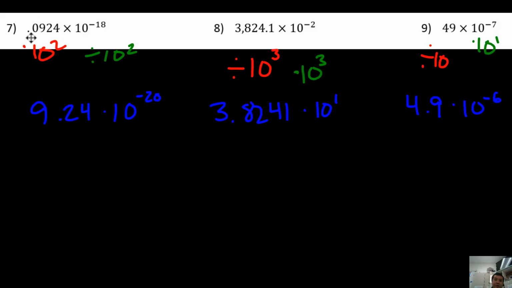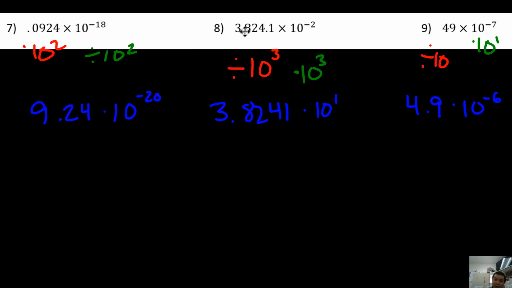So in the first one, our coefficient is too small, so we're going to multiply it by 10 to the second in order to move the decimal place over twice, which gives us 9.24, which means we have to divide our base 10 by 10 to the second, the same number as we multiplied in the coefficient by. And so since we're dividing by 2, we're going to do negative 18 minus 2, which gets us negative 20 over here.